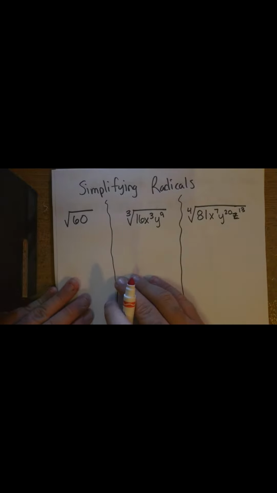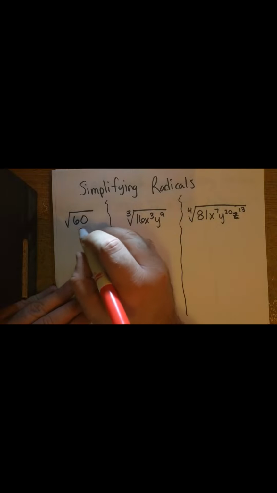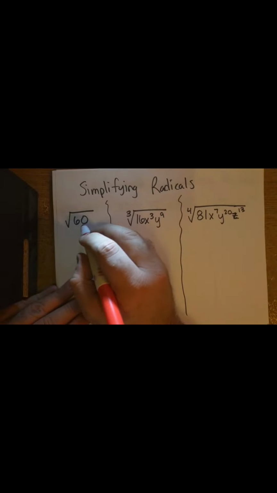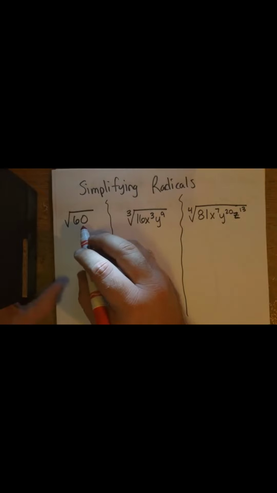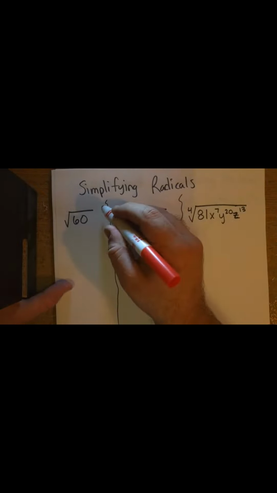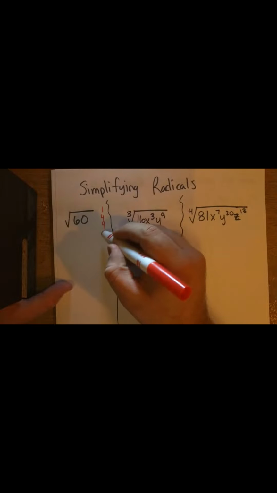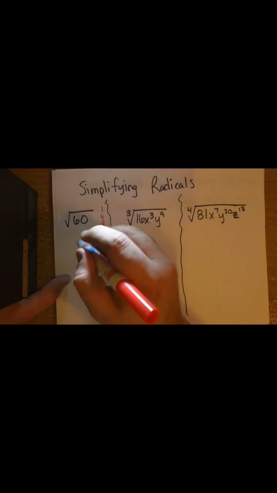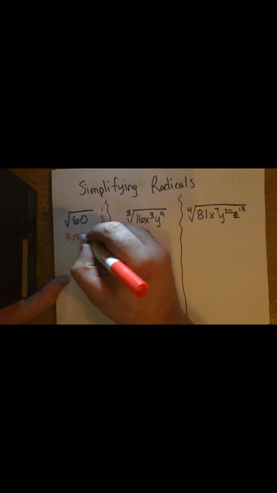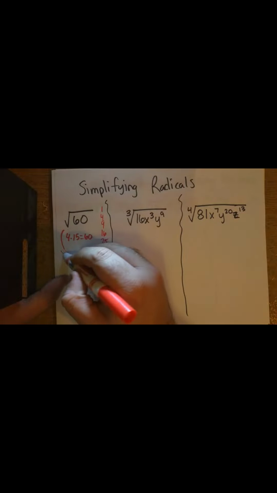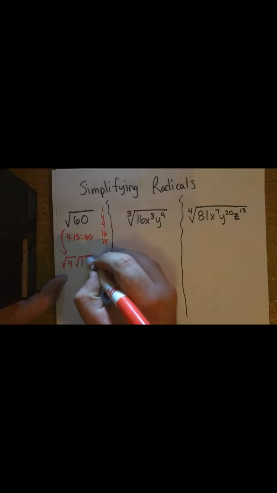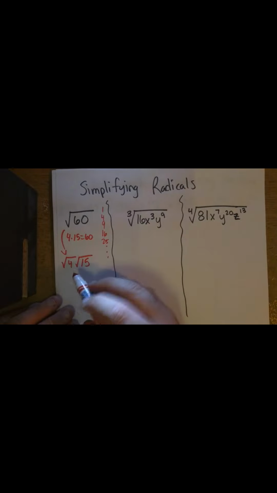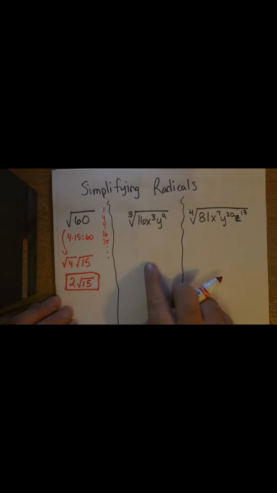We have the square root of 60. When we're simplifying radicals, we want to find perfect roots that go into each of these. So the square root of 60, well, think about what your perfect squares are. 1, 4, 9, 16, 25. You know these numbers. The biggest perfect square that goes into 60 is 4. It turns out that 4 times 15 is 60. So we can rewrite this as the square root of 4 times the square root of 15. Why would we do that? Because the square root of 4 is 2. That's it. Let's go ahead and do this one.